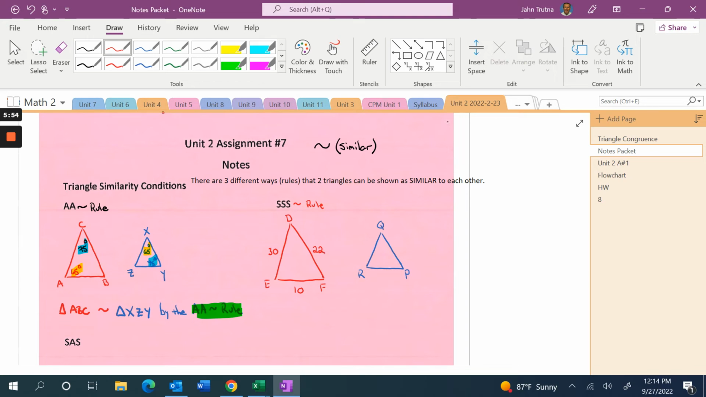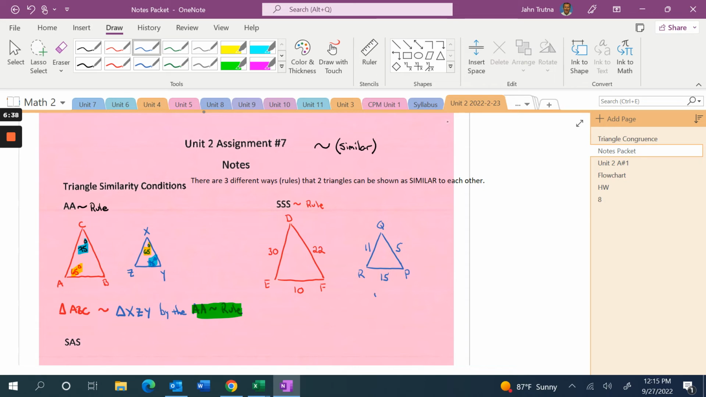So notice in the red triangle, I don't have any information about any one of the three angles, but I have information about all three of the sides. So that's what we mean by side, side, side. You have to have information about all three of the sides. Now, in the blue triangle, the shortest side is side Q to P, and it has a length of 5. The longest side in the blue triangle is side R to P, and it has a length of 15. And the middle length side of the blue triangle, which is side R to Q, has a length of 11.